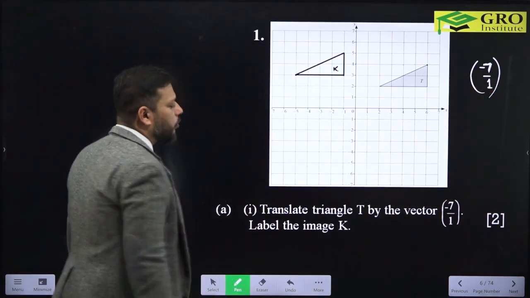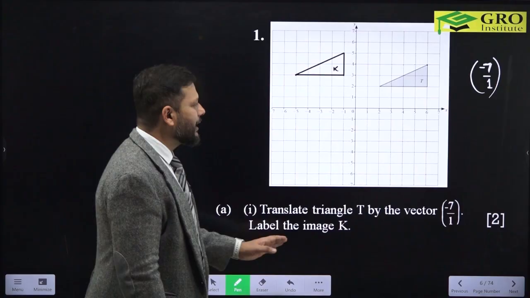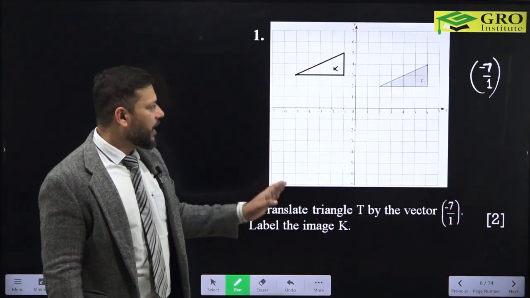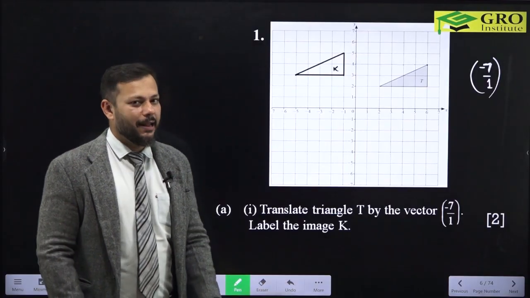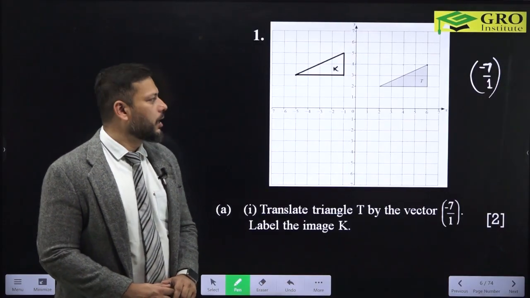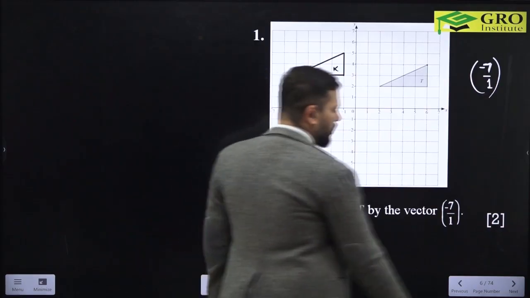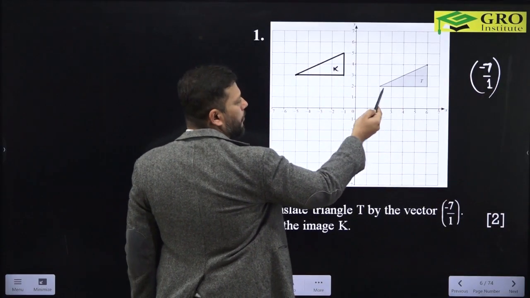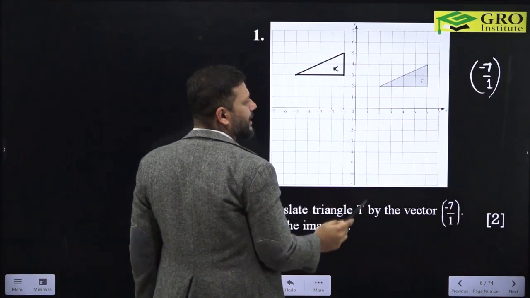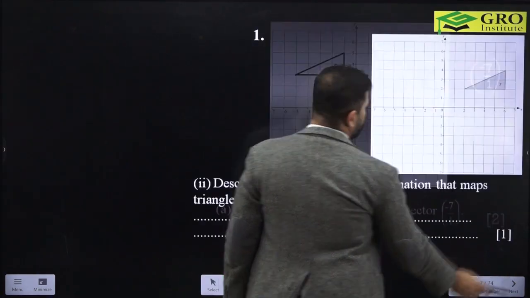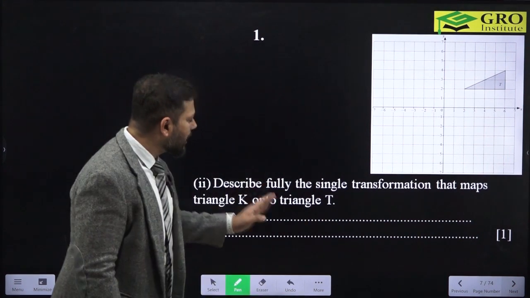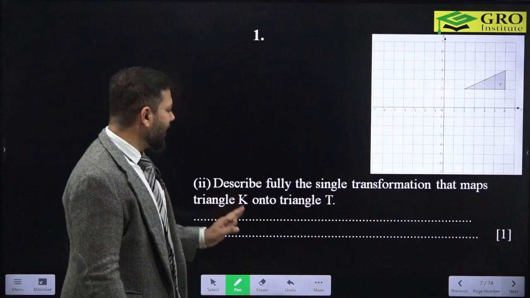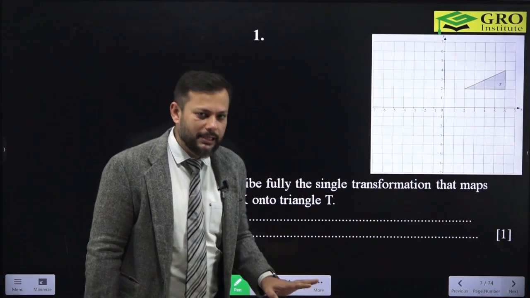So this is the part 1 of this question. We have translated triangle T by the column vector -7/1, and we have labeled that image as K. I hope it's clear, right? Now let us move to the next part of the question. This is a 2 marks question. So if we have done proper translation and also labeled it correctly, you will get full marks. Next part. Describe fully the single transformation that maps triangle K onto triangle T.